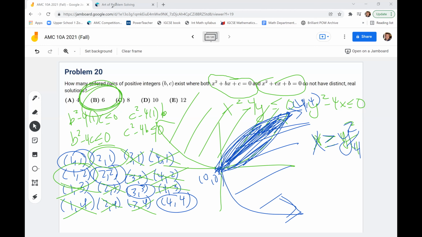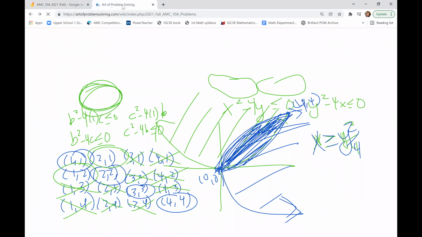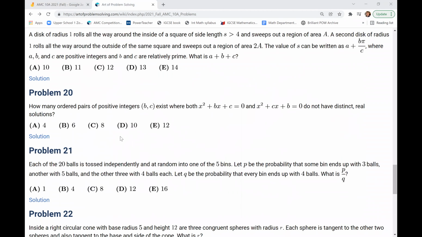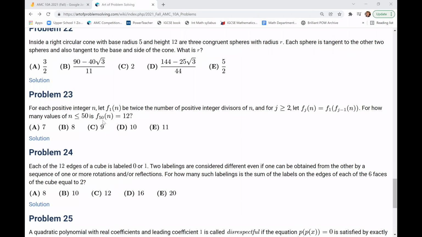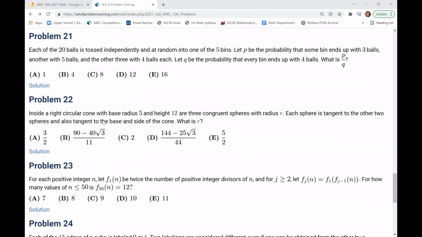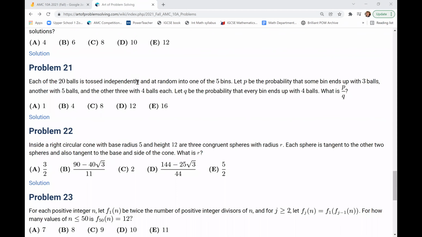I'm having trouble remembering which one. I think it was 22. Yeah, I might give a solution for 22 because I had my own solution for that one. 21 I got, but I made a mistake. I used stars and bars, but I forgot to take into account the likelihood of each event occurring as opposed to just how many ways they could occur. So I initially got that one wrong.